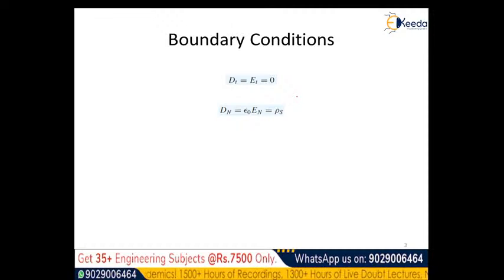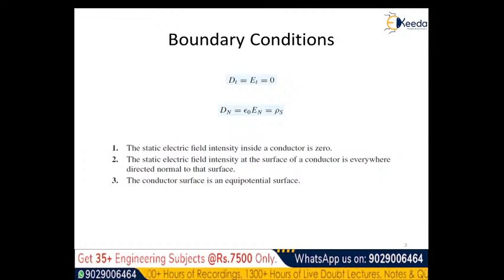It is surface charge density. The three points with respect to the boundary that separates the free space from the conductive medium are here. The first point is the static electric field intensity inside a conductor is always equal to 0. Next, the static electric field intensity at the surface of a conductor is everywhere directed normal to that surface, and the conductor surface is an equipotential surface.